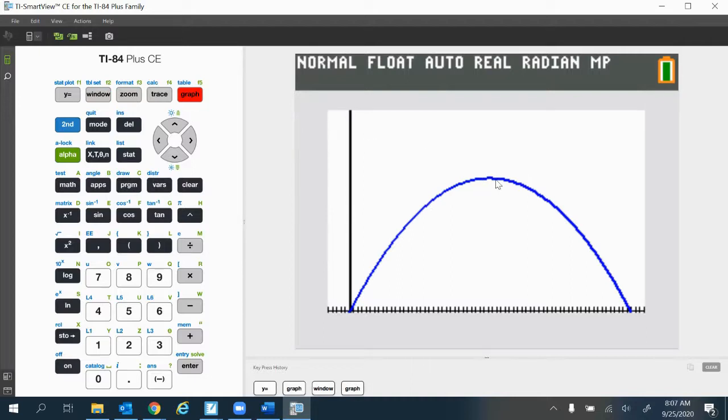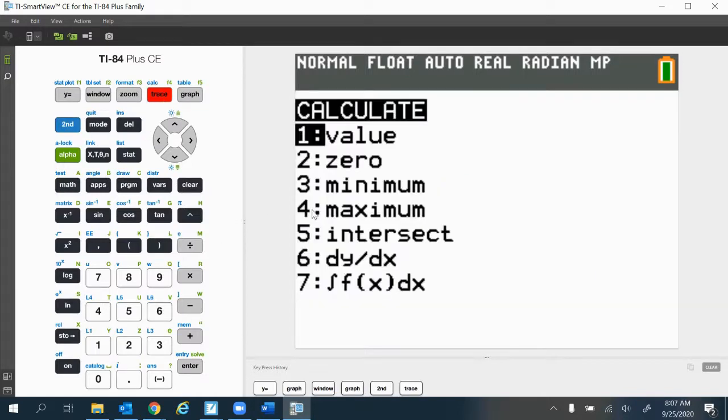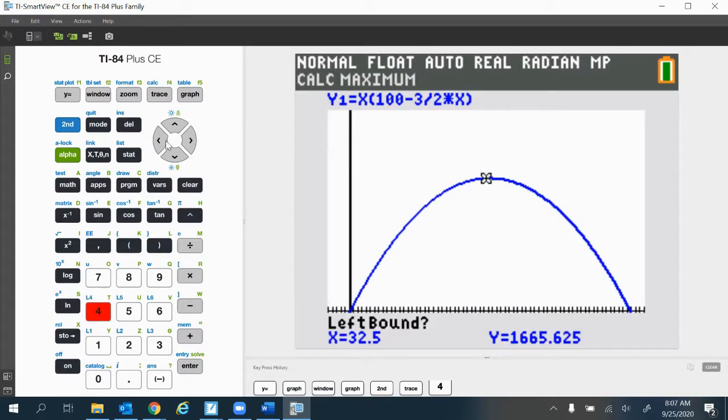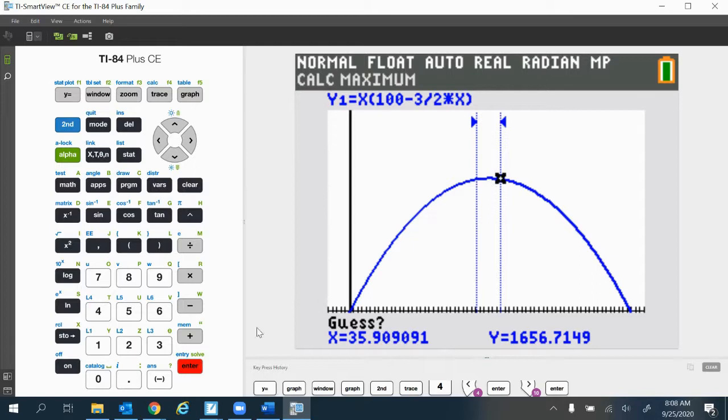Then in order to find the maximum area, you would hit second calc. So second trace, that gets you the calc. And then 4 is the maximum. Make sure you put the cursor to the left and to the right of the peak. So it has to bound the peak, and then you hit enter. And then that will give you the maximum.